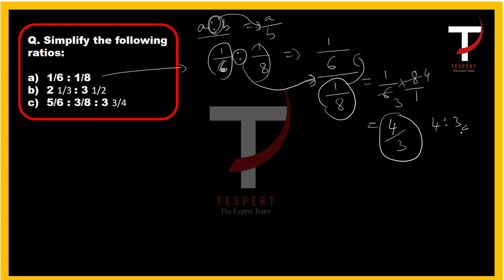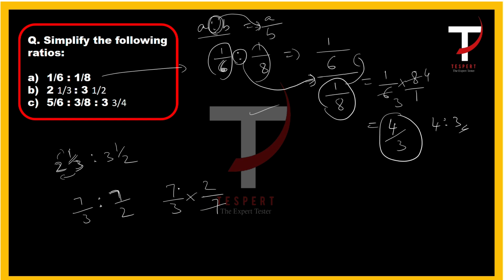Okay, second one: 2 1 by 3 is to 3 1 by 2. This is in mixed fractions, 2 1 by 3 and 3 1 by 2. So convert them into improper fractions. 3 2s are 6, 6 plus 1, 7 by 3 is to 7 by 2. Again the same method: 7 by 3 into 2 by 7. So cancel it, and the final ratio is 2 is to 3.